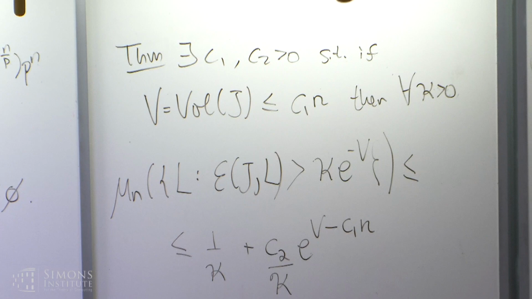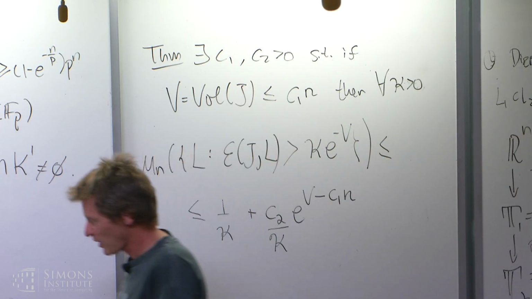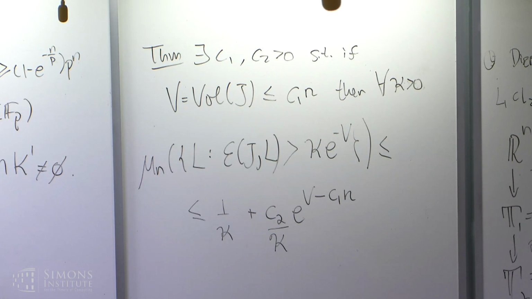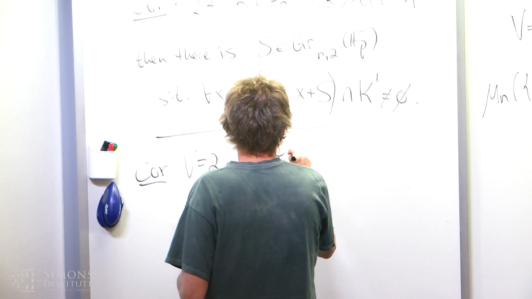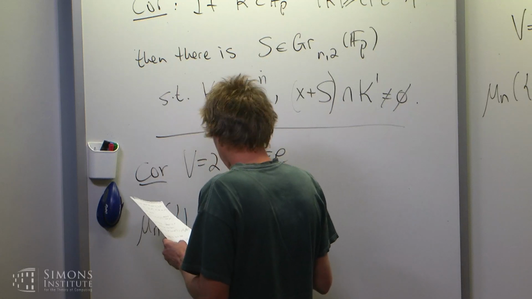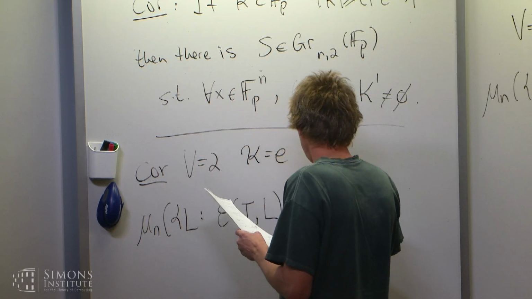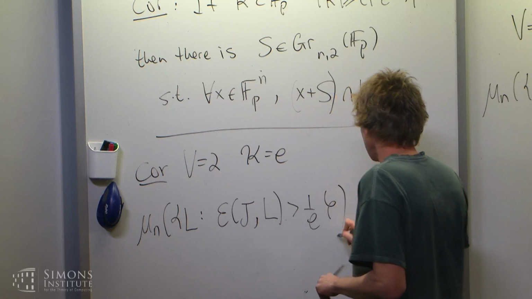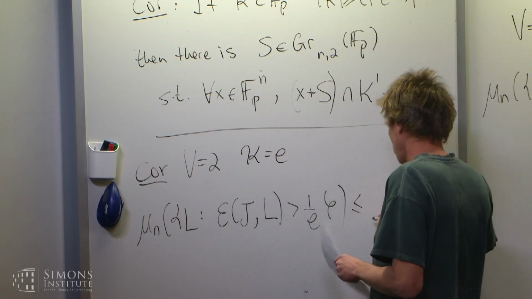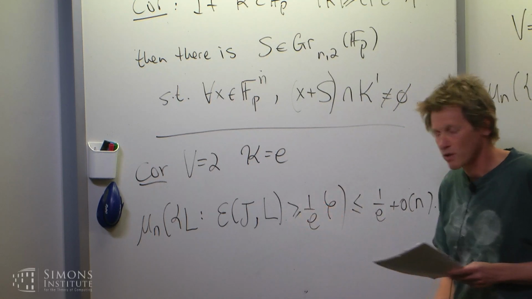Okay? So this is a technical statement which was quite hard to prove, and I think Rogers was quite proud of it. If you read his introduction to his book, you'll see. And let me just state a corollary here for later use. I'm going to use it with v equal to 2, kappa equal to e. The probability that the amount that gets missed is bigger than 1 over e is less than 1 over e plus some little o of n, something going to 0 with n.